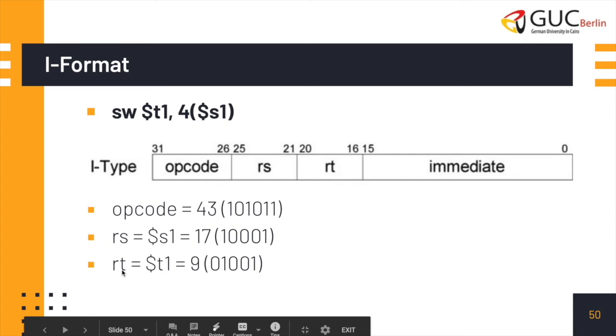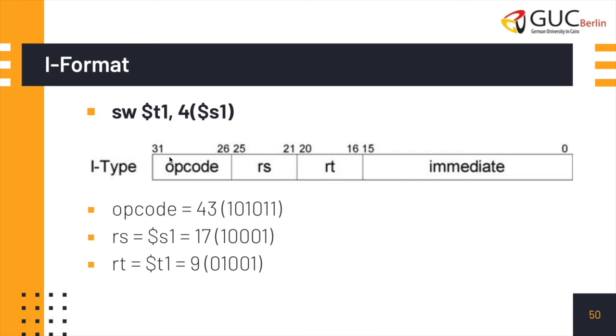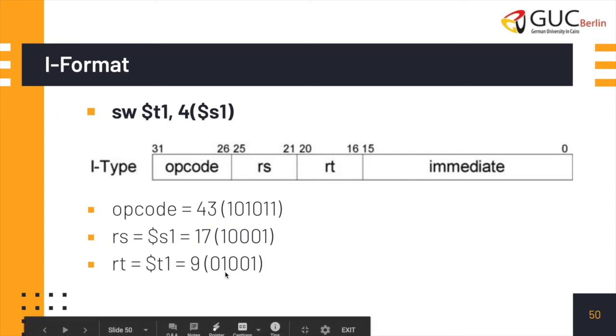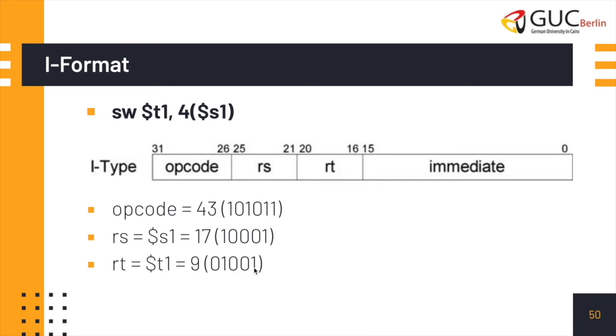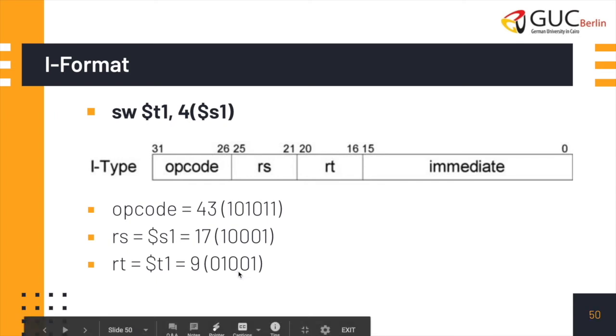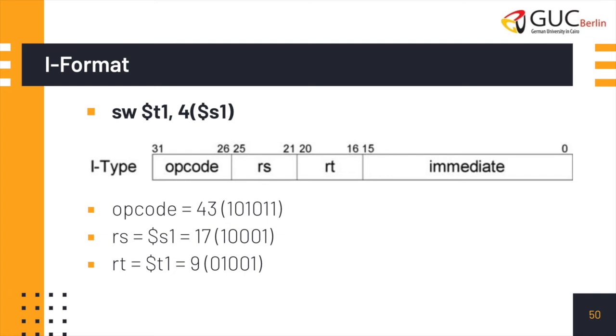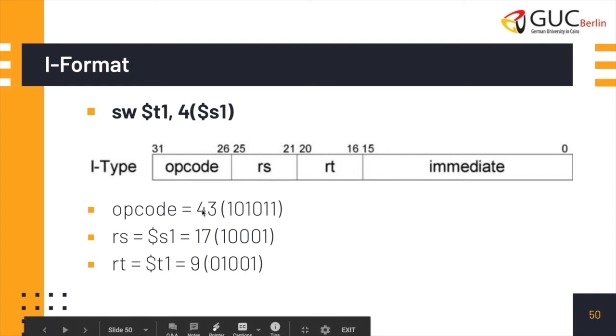Now register RT, which is T1, which is register number 9. T1 contains the value I want to store to the memory. So it is converted to binary as 1001. As I told you millions of times, 1001 is 4 bits and the RT field takes 5 bits. So I need to extend 1 bit to the left and it will be 0 to preserve the sign. Or to preserve the value actually, because here we do not care about signs when it comes to translating from decimal to binary for the decode stage.